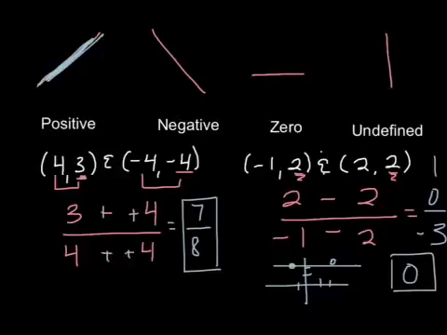If you put this right here into your calculator and actually do 0 divided by -3, it will give you the solution of 0. If it gave you an error, that means it'd be undefined. But I always say, when in doubt, draw it out.